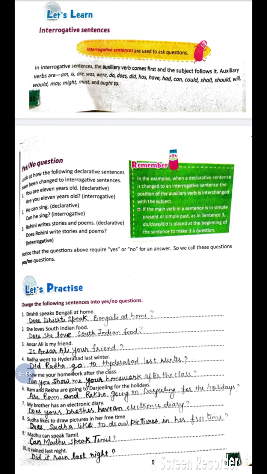You are 11 years old. This is a declarative sentence, and when you change it into interrogative, are you 11 years old? He can sing. Declarative. Can he sing? Interrogative. Rohini writes stories and poems. This is a declarative part. Does Rohini write stories and poems? So the questions which are in the form of interrogative, with yes or no for an answer, we call these yes or no questions.